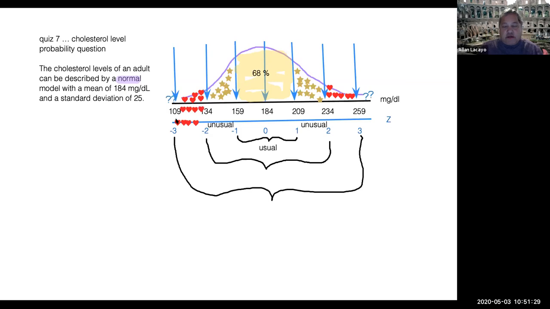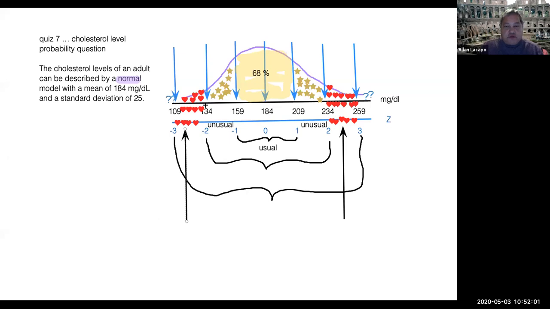Somebody with a cholesterol level of 110 has a very unusually low cholesterol. Somebody with a cholesterol reading of 240 has a very unusually high cholesterol level. Okay, and that's 99.7%. And these people are called very unusual, and these people are also called very unusual.